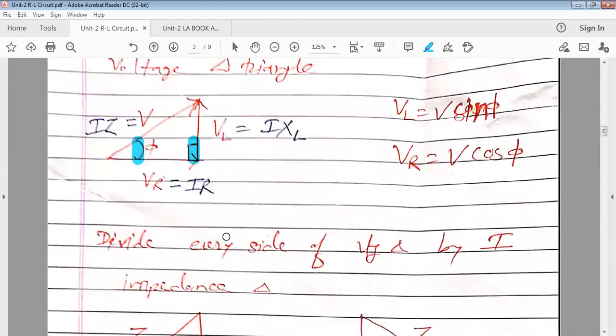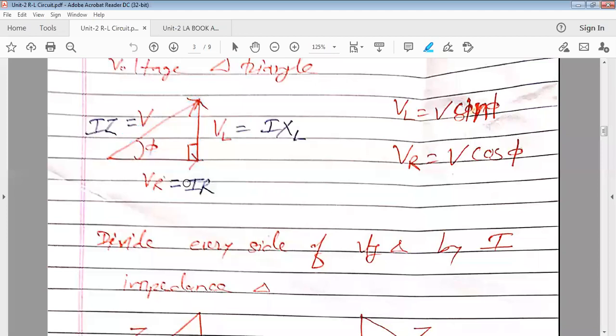Okay. So in this voltage triangle, if you apply the cos phi formula, what will you get? Cos phi is equal to... what formula will come in terms of VR, VL and V?